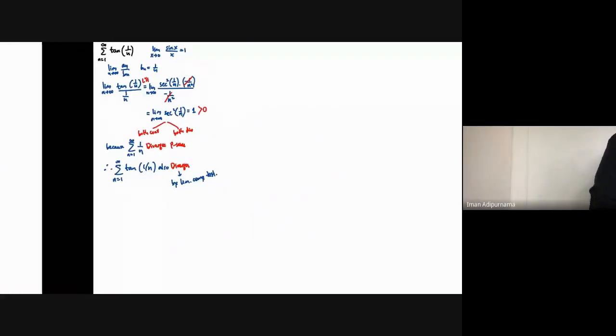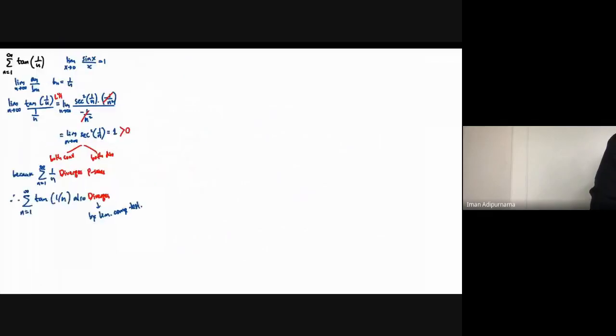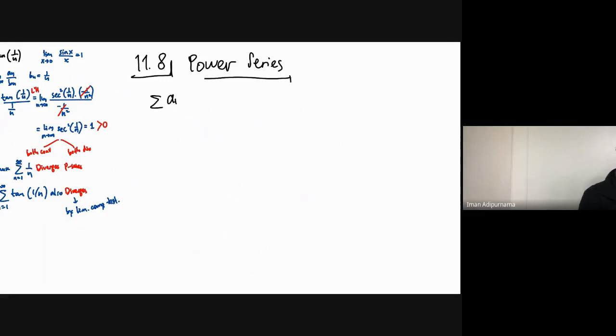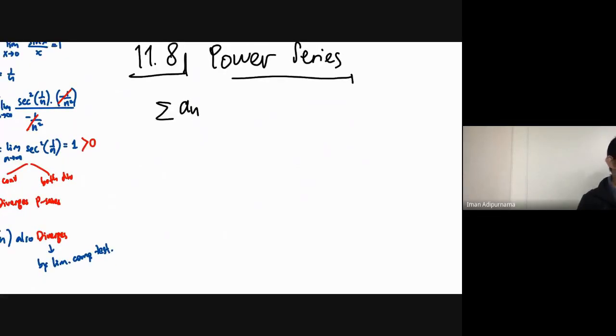Okay, let me move on to 11.8. It is the power series. Most of the cases from 11.3 until 11.6 are all methods for the series of a_n. We are just focusing on how to find whether the series converges or diverges, right?